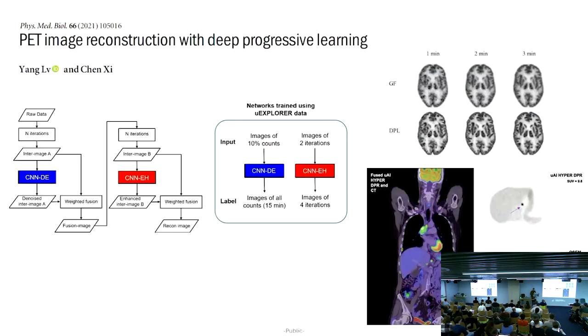So how they train the denoising network: they have the Explorer scanner, so they try to simulate lower counts as an input, and they try to map it to high quality data. And for enhancement, low iteration to high iteration, as simple as that. Their network is a bit complicated, but again, it is a convolutional neural network. As you can see for phantoms, I believe this is a phantom. Oh no, it's a patient brain, and for oncology, noise reduction and contrast enhancement.